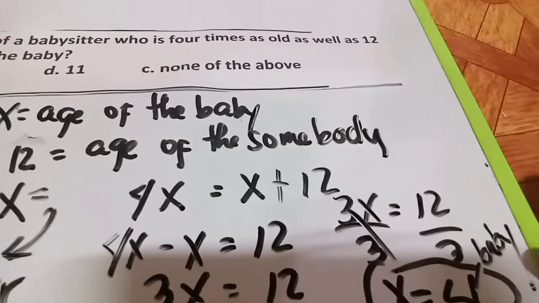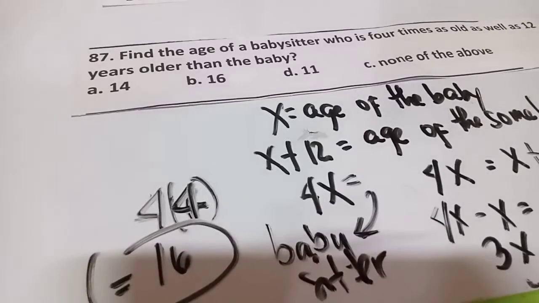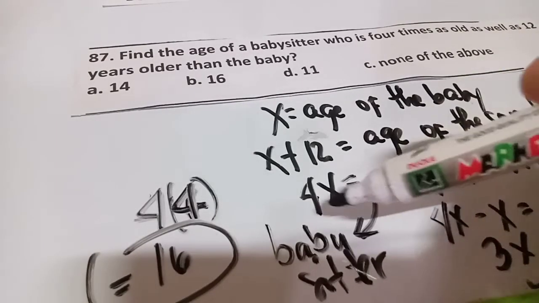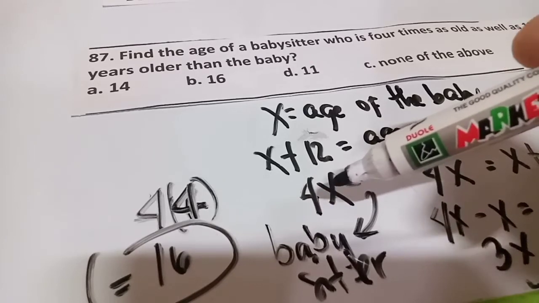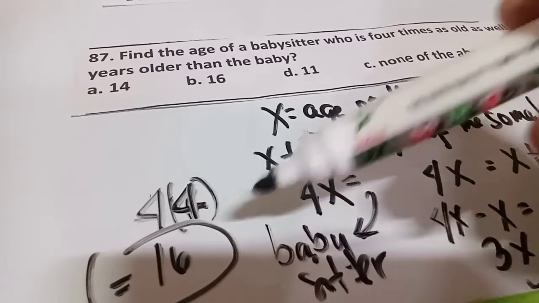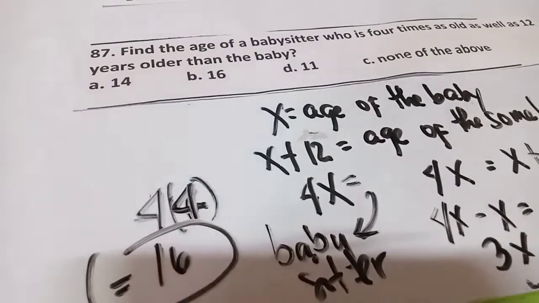So this will be the age of the baby. And we are looking for the age of the babysitter, represented as 4x. So we substitute 4 as the age of the baby. So 4 times 4 will become 16. So the answer is letter B. This is the final answer.